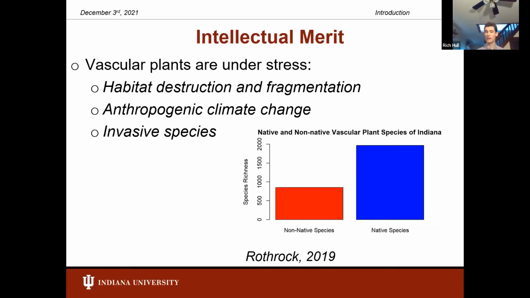To illustrate this, I created a bar chart of the Indiana flora divided into native species and non-native species. So here on the right, we have the native species, and here on the left, we have non-native species. And you'll notice that the non-native species are abundant. We have about 800 exotic species here in Indiana, comprising about 30% of the entire state's flora.